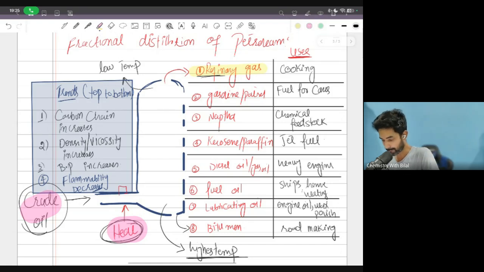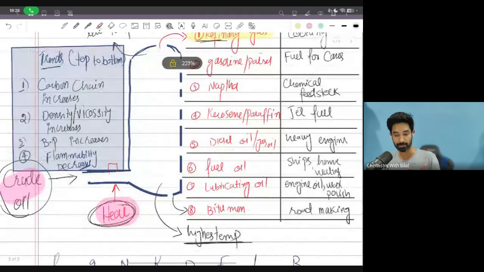Refinery gas is for cooking. Gasoline, fuel for cars. Naphtha is used in chemicals, known as chemical feedstock. Kerosene is used as jet fuel. Diesel oil, fuel for heavy engines. Fuel oil, fuel for ships and home heating systems. Lubricating oil is used as engine oil, to make waxes and polishes. And bitumen is for road making.